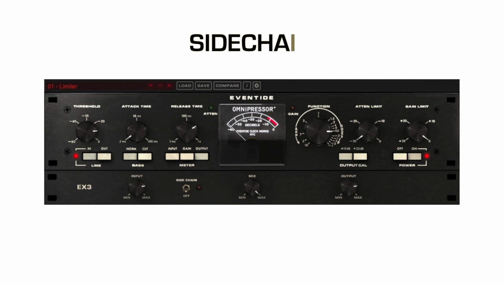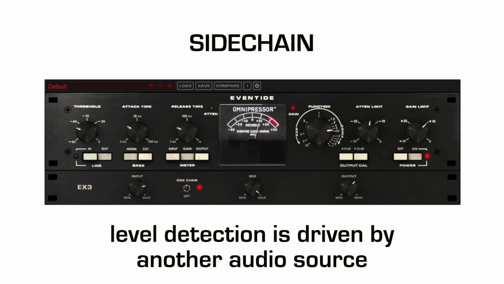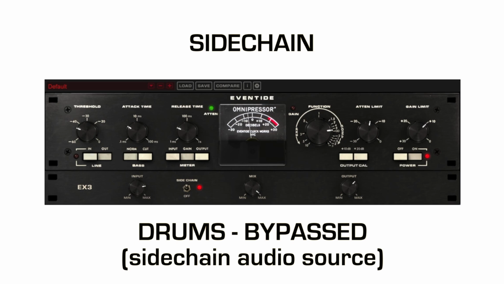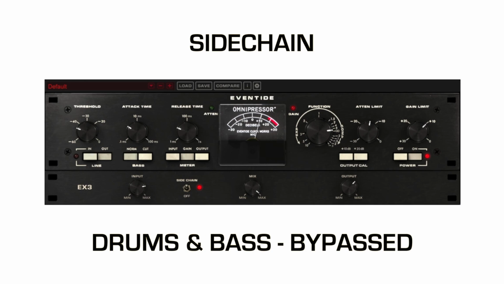As mentioned, the Omnipressor was the first professional audio device with a sidechain input. This allows the Omnipressor's level detection to be driven by another audio source. In this last example, we have a synth bass line and a drum loop. First, we'll play them individually. And then together.